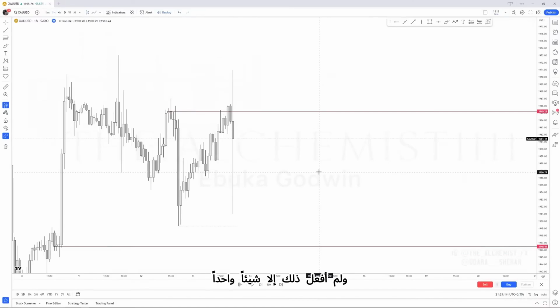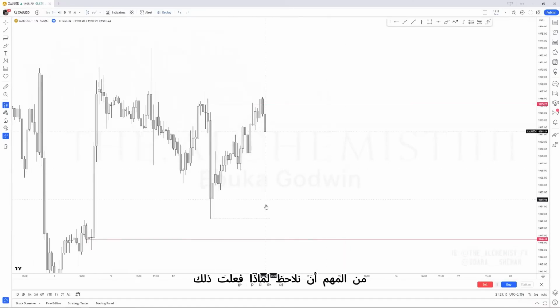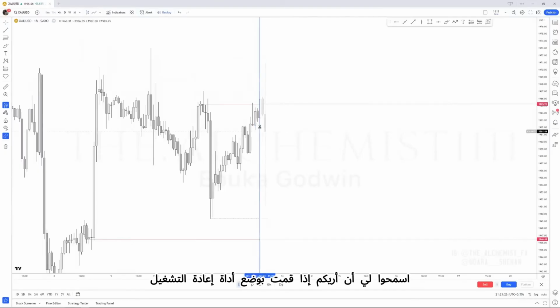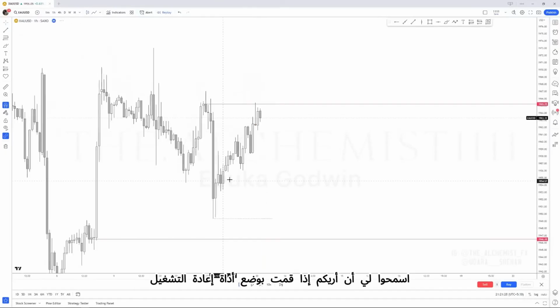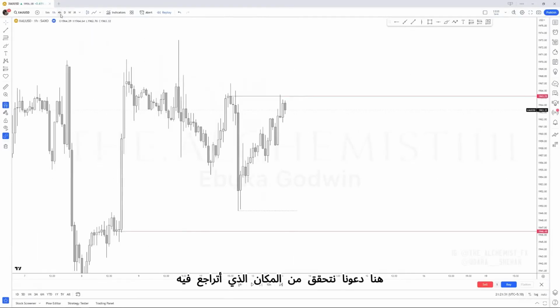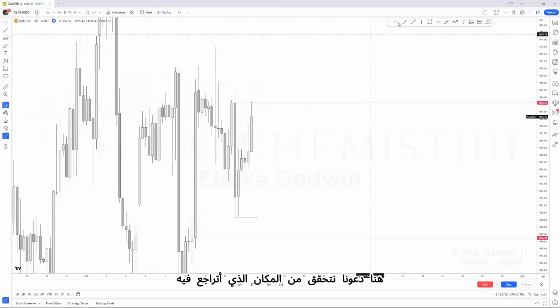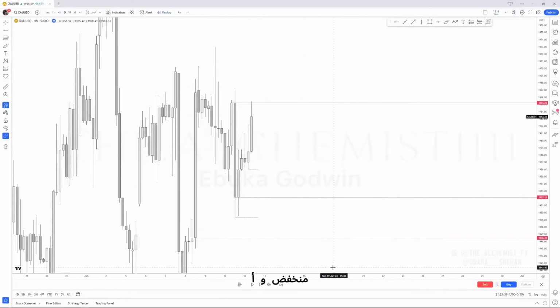But one thing important you need to note: why did it pull back up from here? What did we have in here for the market to pull back from? Let me show you. If I put the replay tool here, let's check where it pulled back from. Asian low and a support. Same thing we did here: Asian high and a resistance, Asian low and a support.